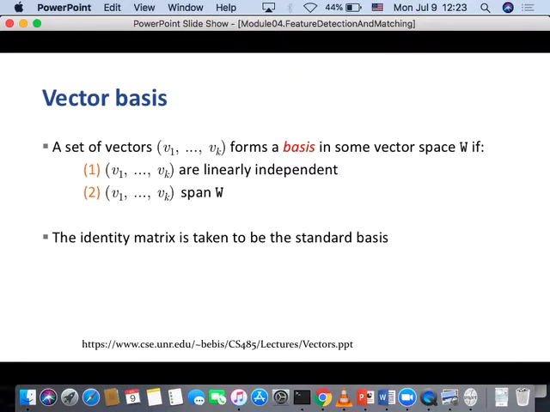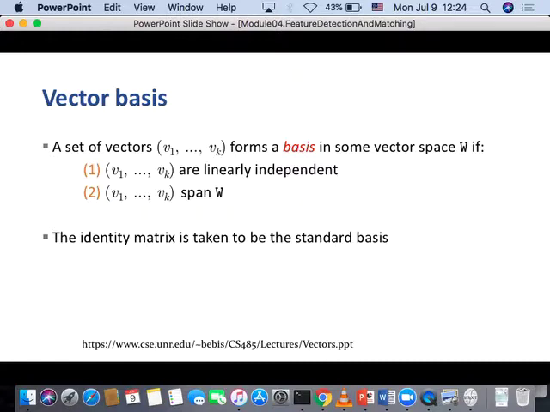Now, what's a vector basis formally? It's a set of vectors V1 to Vk. They form a basis in some vector space W if V1 to Vk are linearly independent. You understand what linear independence is? None of them can be written as a linear combination of the rest. And then they should also have the capacity to span W. There should be no vector in W that is not reachable by a linear combination of V1 to Vk. If those two things are true, then it's a vector basis.